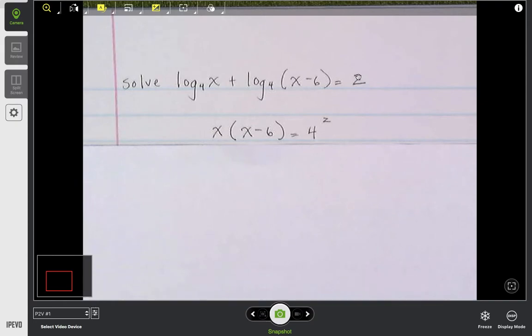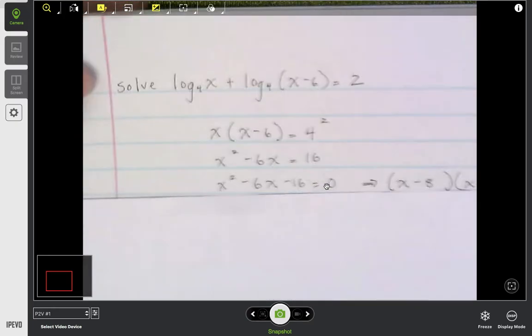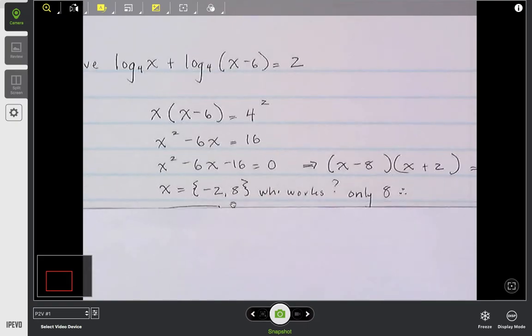So this isn't really just the number 2. This is a base of 4 being raised to the second power. And from this point forward, this just becomes an algebra problem. It actually turns into a beautiful little quadratic. And if you factor it, you will find that there appear to be two different answers of -2 and 8.